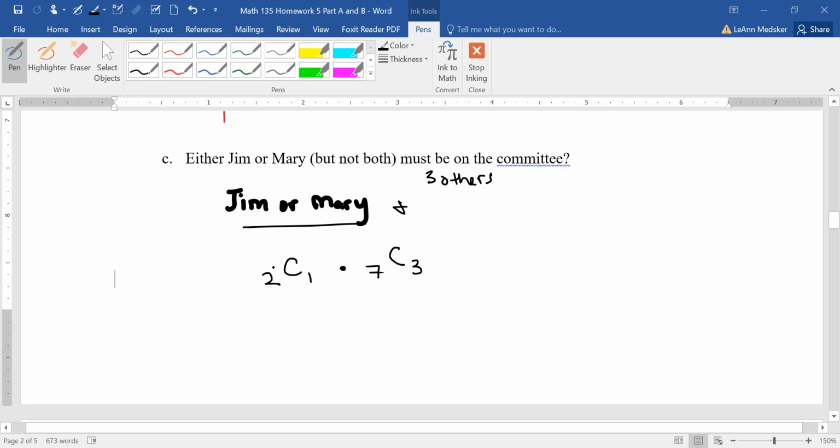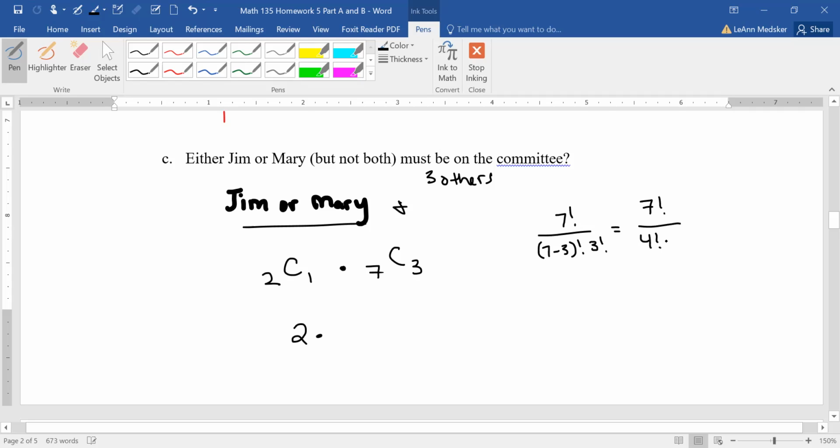So anytime you have a number choose 1, that answer is always going to be just that number. You can work out the formula, but it is 2 choose 1 is 2. So I need to work out 7 choose 3, and I'm going to do that over here to the side. So 7 factorial over 7 minus 3 factorial. And again, you can use your calculator. I'm just showing my work.